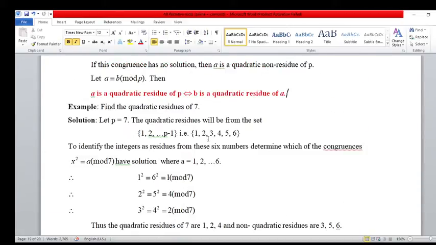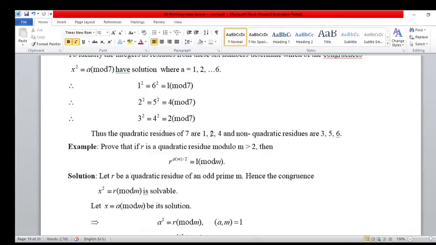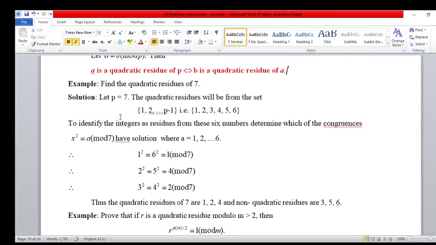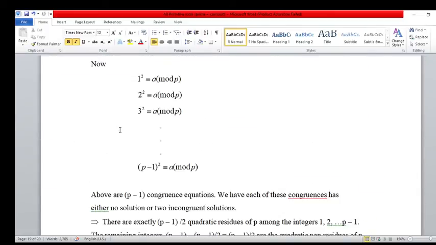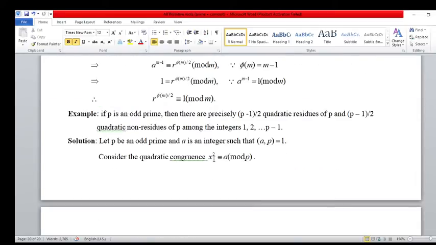And the application of this example is the above example. Here we have 6 numbers, meaning 1, 2, 3, 4, 5 up to 6. So 3 are quadratic residues, meaning 6 by 2, and 3 are quadratic non-residues. These are again 3. So this example is the application of this example.